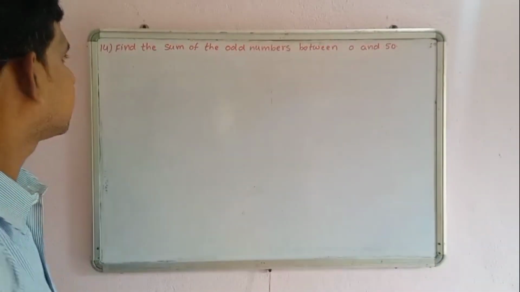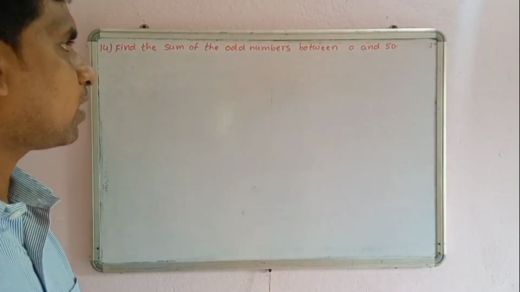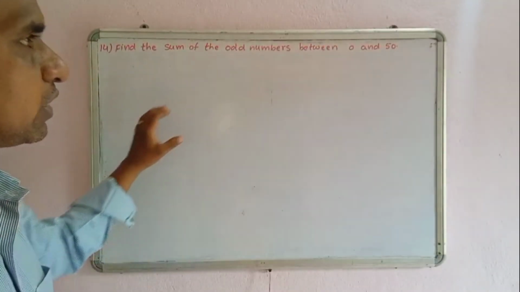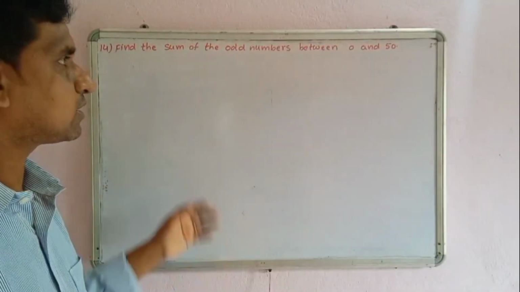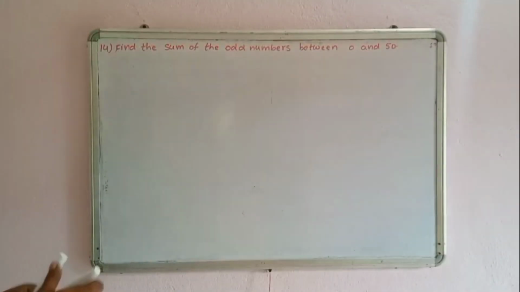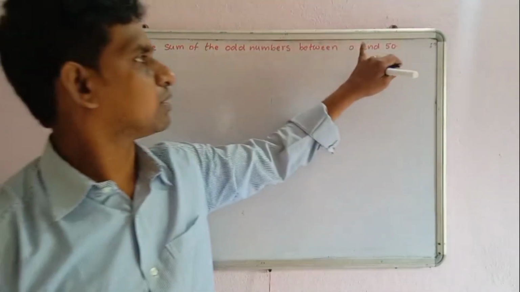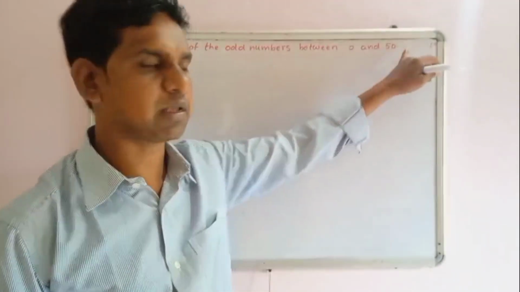Problem 14. Find the sum of the odd numbers between 0 and 50. We need to find the sum of the odd numbers between 0 and 50. See, what is the first odd number between 0 and 50? So 1.